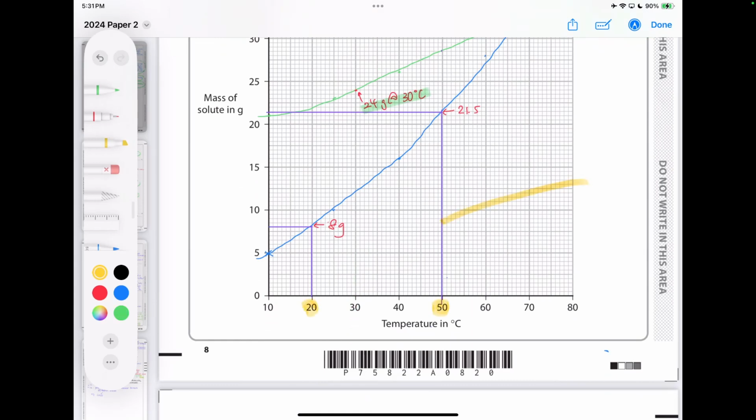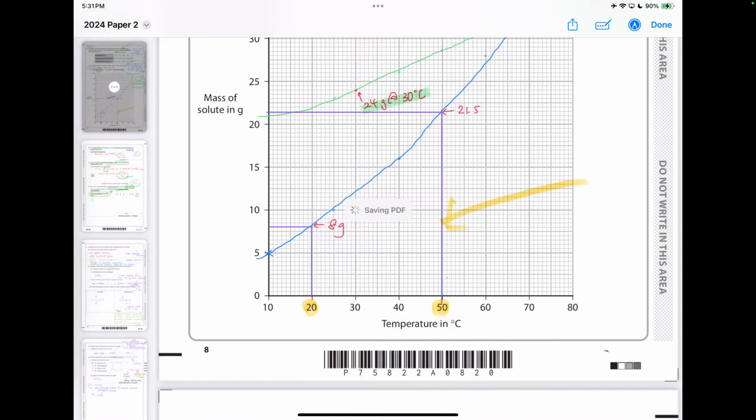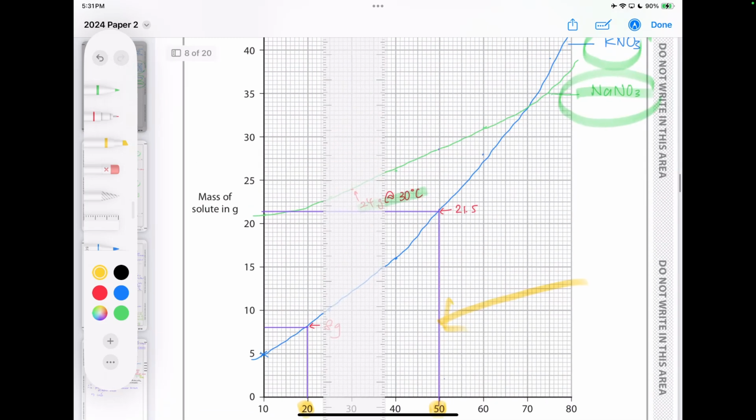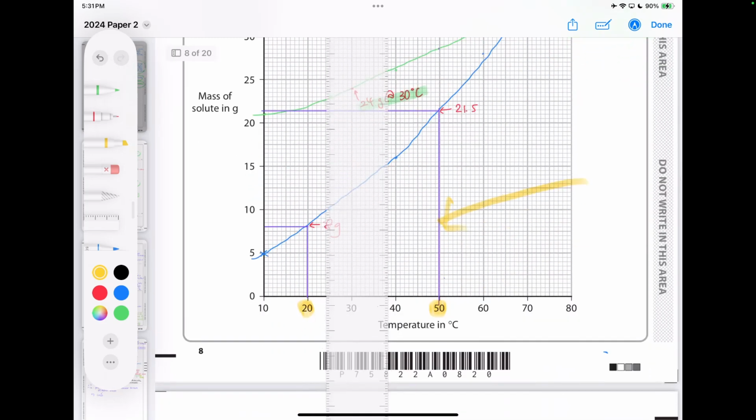So you need to show this line. So use your ruler like this, okay? And at 50, draw up to where it hits the curve, and then you do the same for 20, and then you read and you draw across. So you should be able to get value like this. So based on my graph, at 50, the solubility of potassium nitrate would be 21.5.